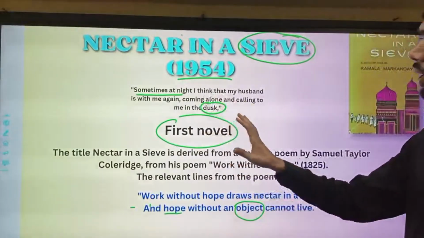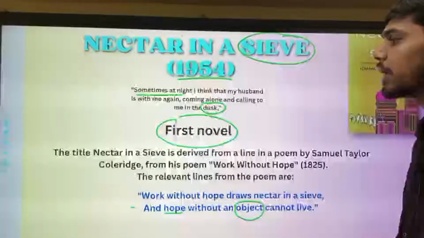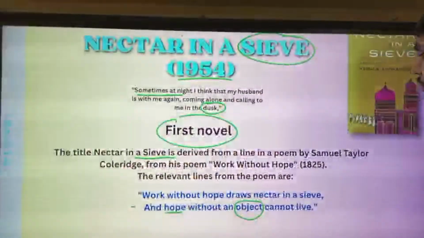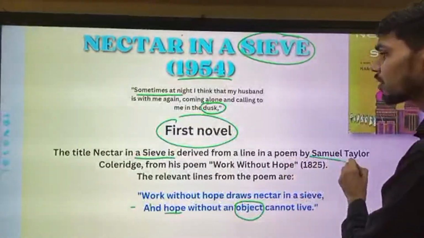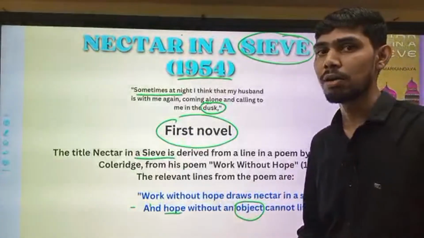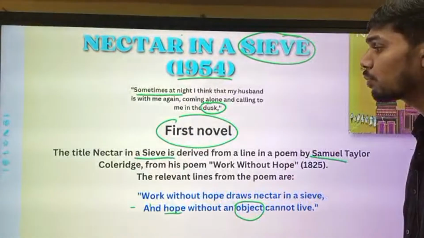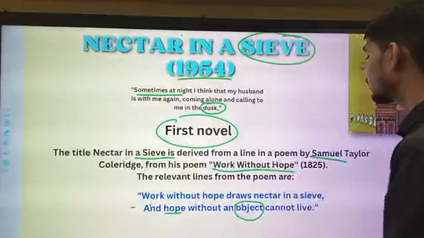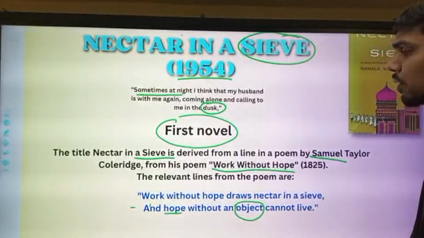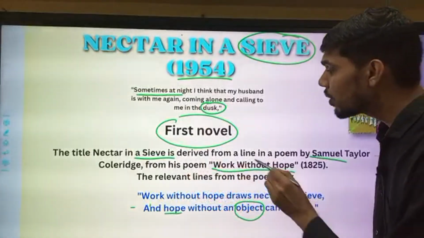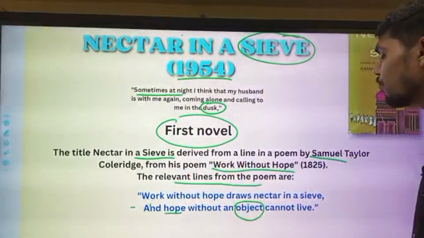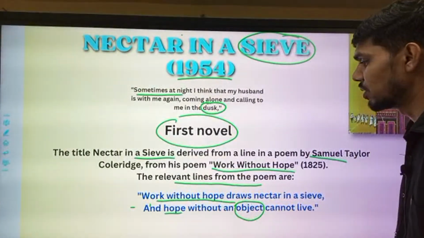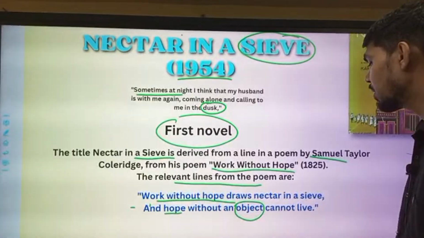This is the first novel of Kamala Markandaya, and the title Nectar in a Sieve has been derived from Samuel Taylor Coleridge, one of the most prominent Romantic writers. His work Work Without Hope was published in 1825. The relevant lines from the poem are: "Work without hope draws nectar in a sieve, and hope without an object cannot live."